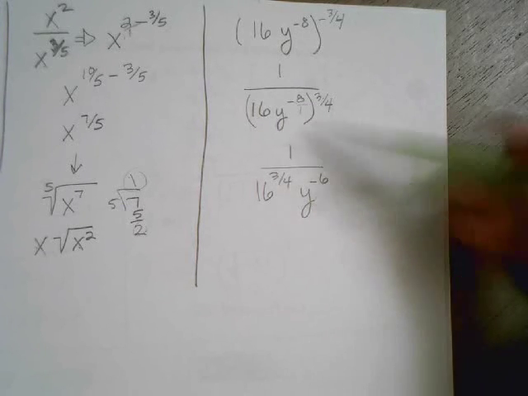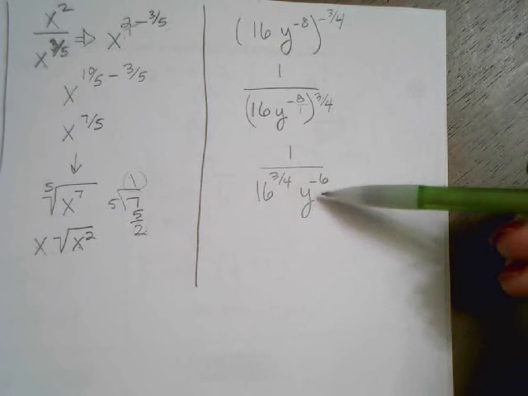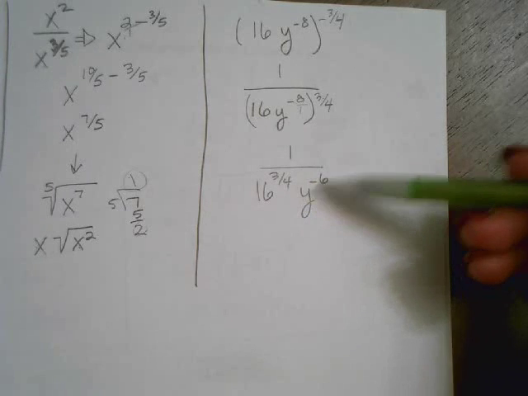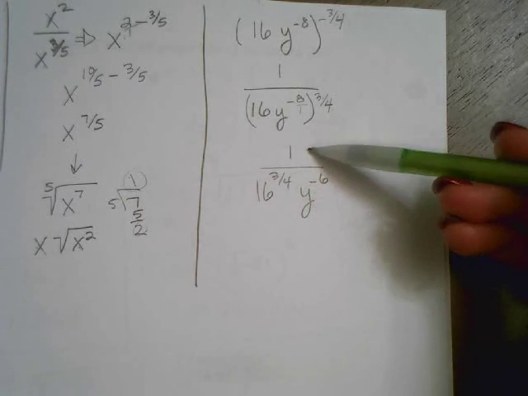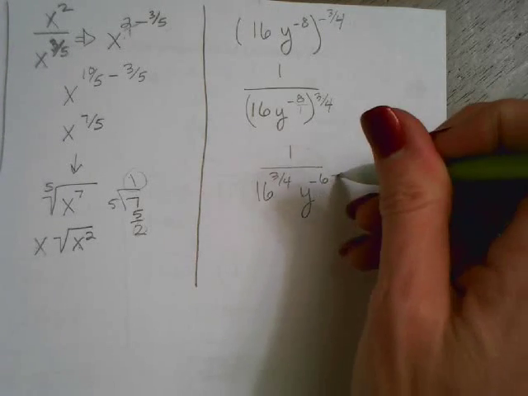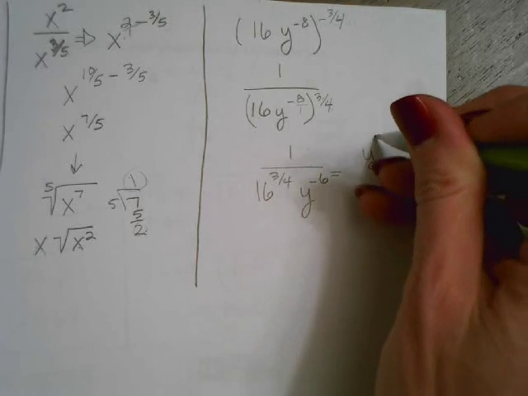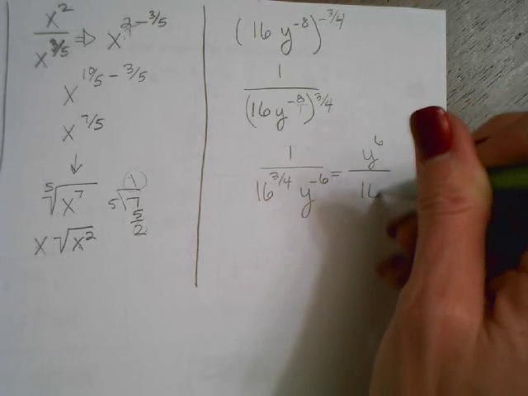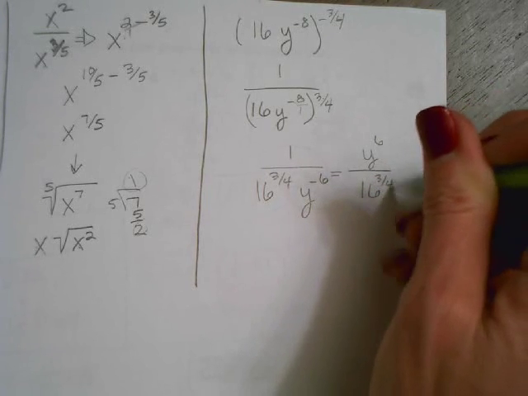Okay? At this point, then what I would do is get rid of any other negative exponents I have. So this y to the negative 6, I can make positive by making a reciprocal. So I could then rewrite this as y to the 6, again reciprocal to make it positive, over 16 to the 3/4.